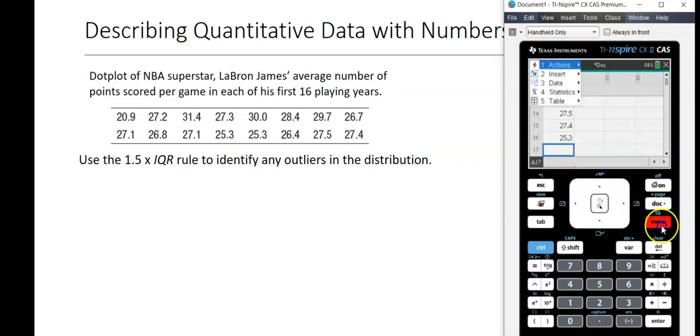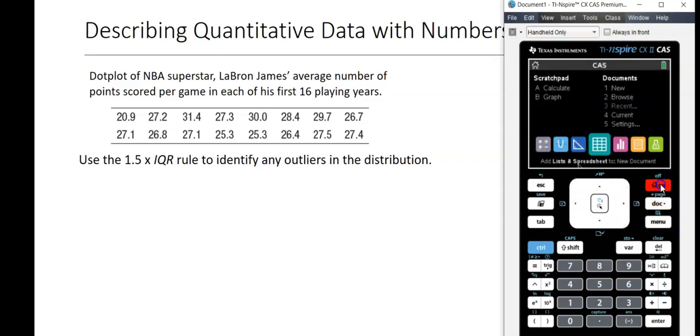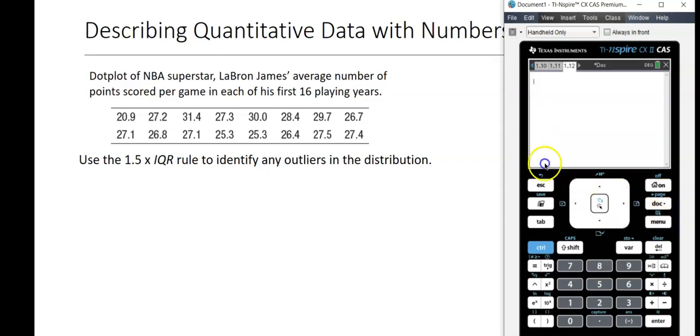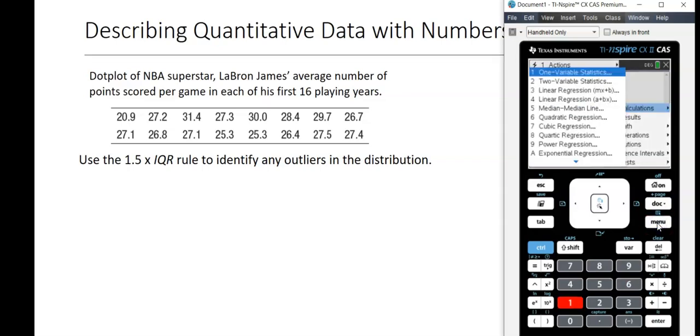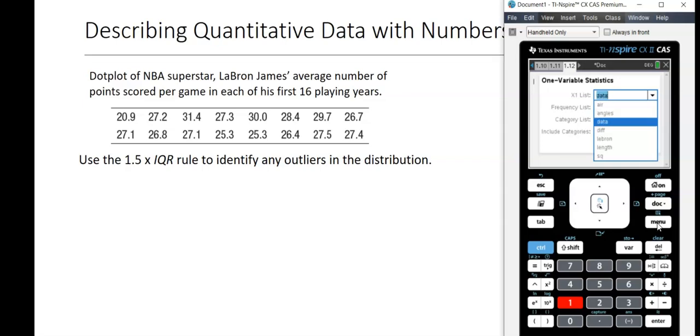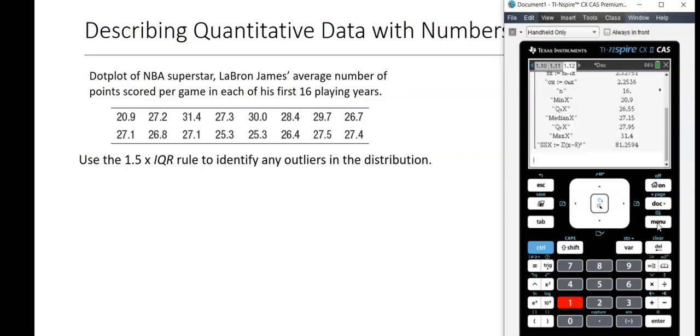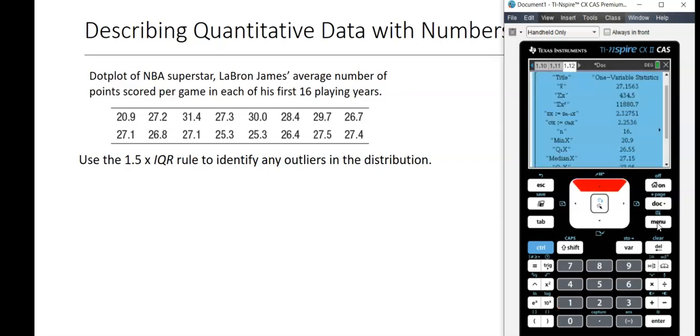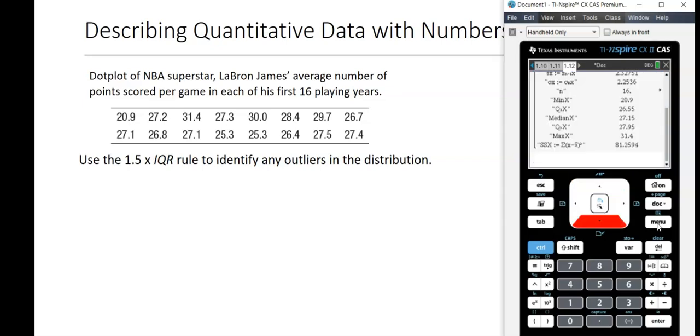We're going to do the one, menu, 6, 1, 1. Oh, wait. Let's do this. Go to a calculator page. So home, calculator, menu, 6, 1, 1. I'm going to say OK and choose the name of this as LeBron. So that's all the data there. So it says the 1.5 times the IQR rule.